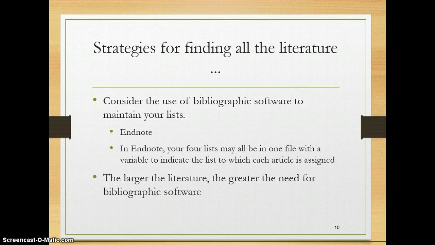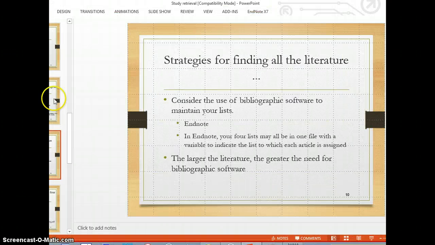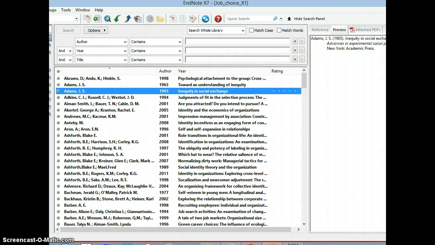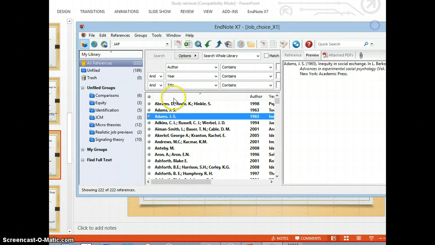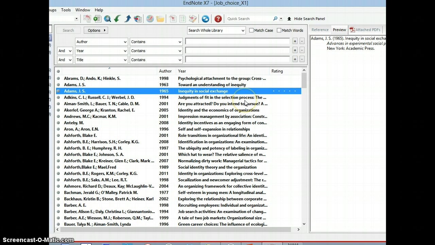So some strategies for finding all the literature. I oftentimes recommend using some sort of bibliographic software. I, for example, use EndNote. This is a picture of what EndNote looks like. EndNote is very useful because you can oftentimes go to places like Google Scholar, EBSCOhost, and other places and export references immediately into it. You can see here that you can make subcategories depending on what your topics are. So this is a valuable way to track and record what it is that you've identified.